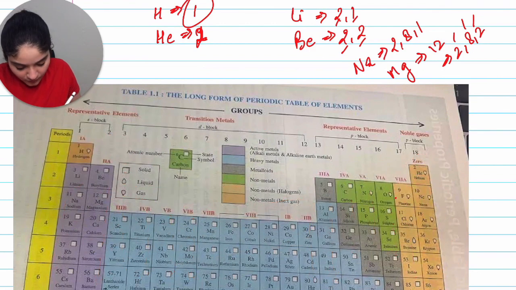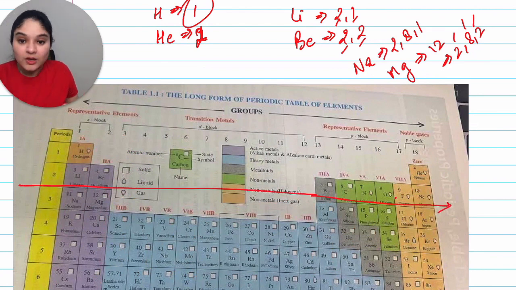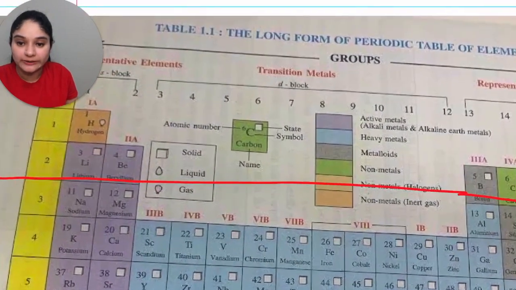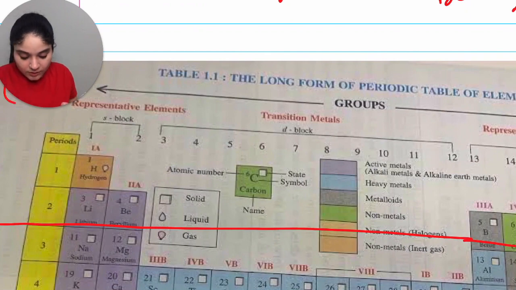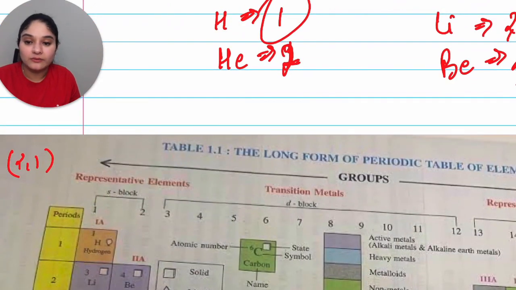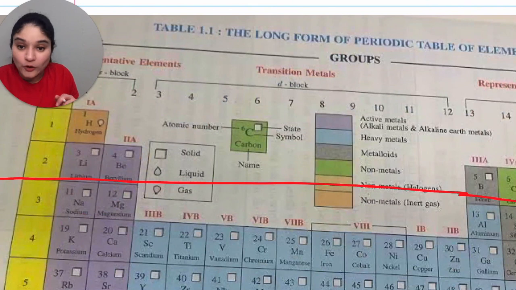Okay, so we are talking about the second period, that is this one. First increases then decreases. I'm focusing on that. So let's talk about lithium. What is the electronic configuration? 2, 1. Right? So what is the valency? Valency is 1.